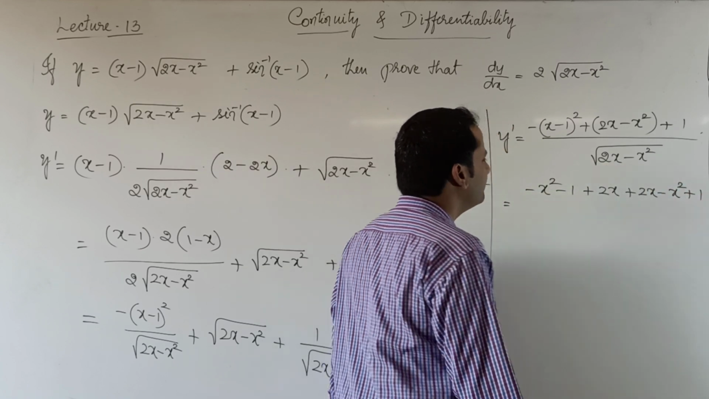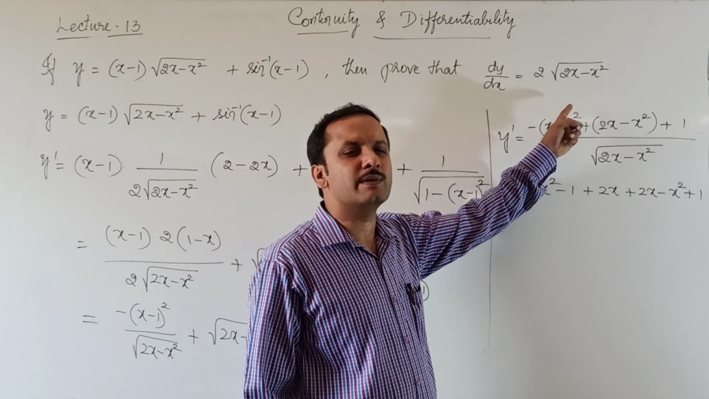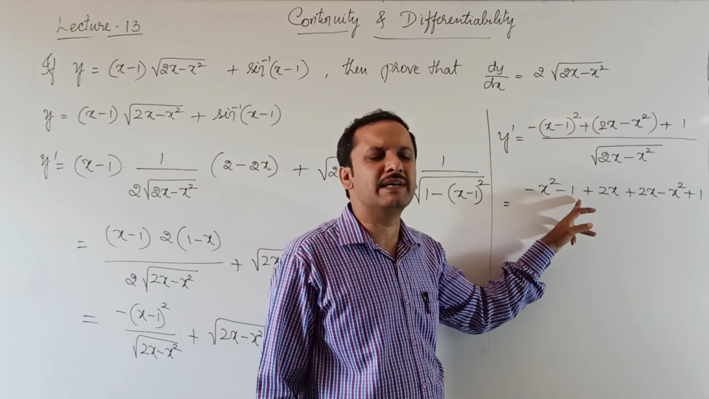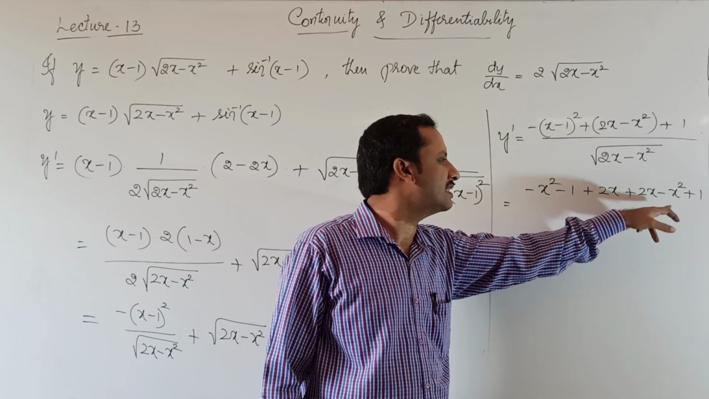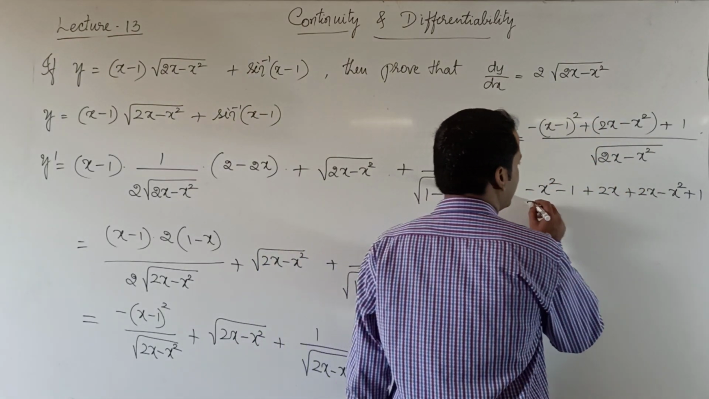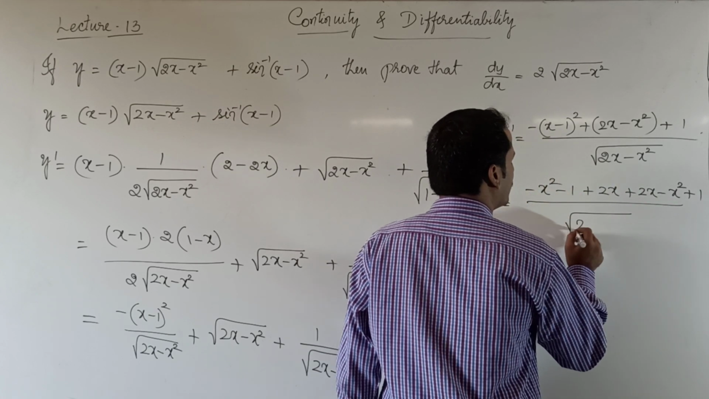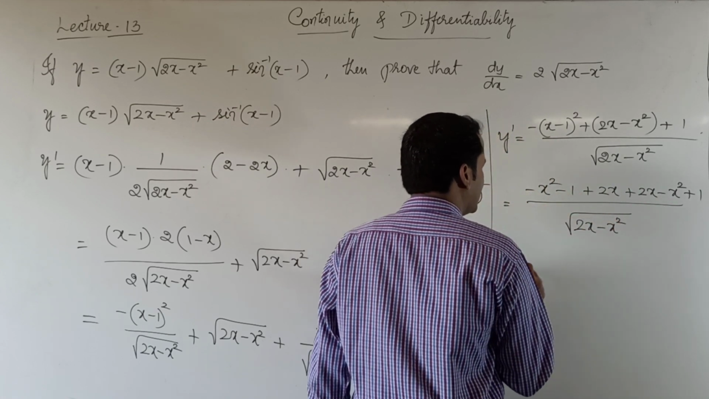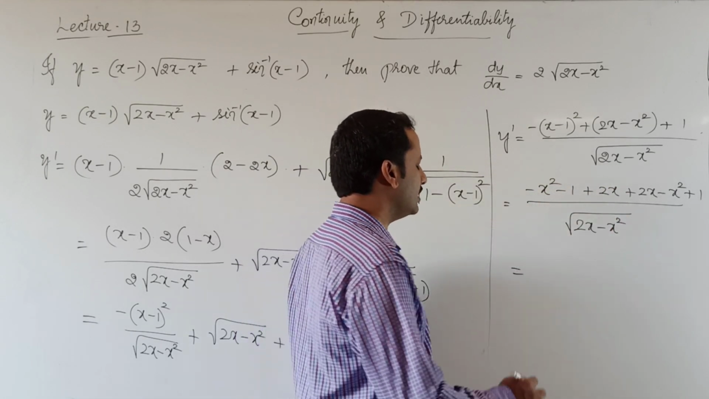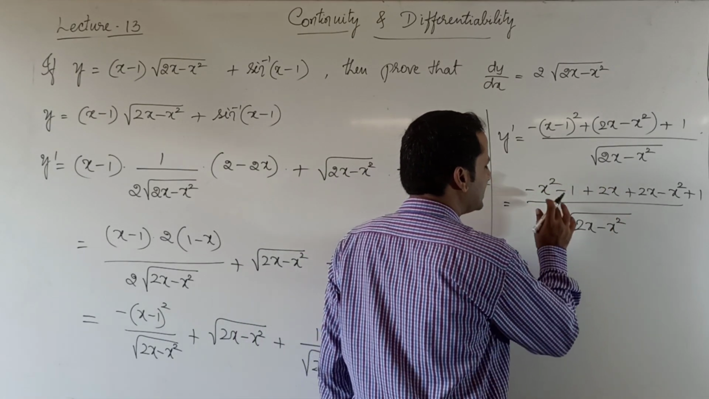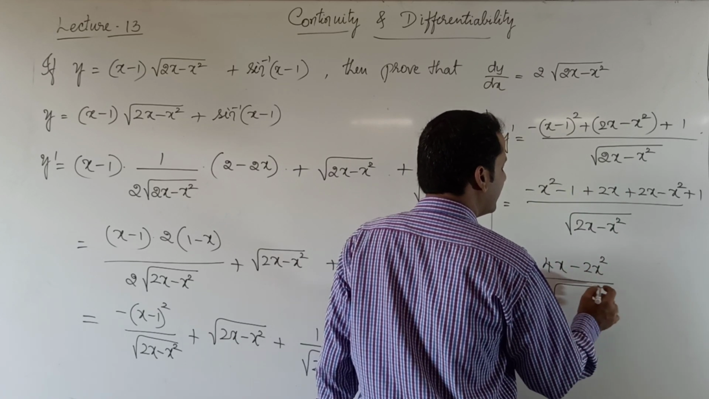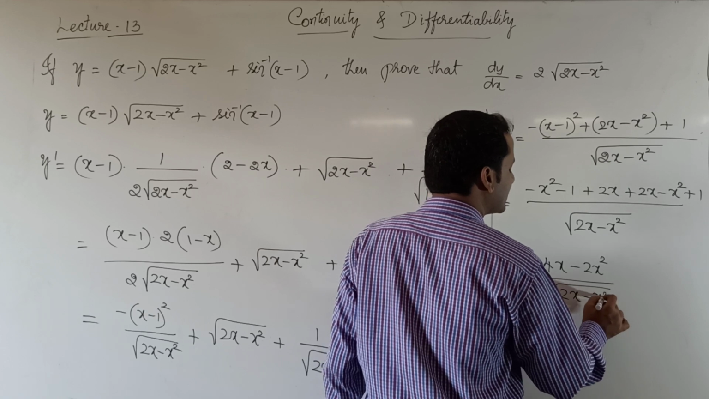Plus 1. (x minus 1) whole square is x square minus 2x plus 1. Minus of that will give you minus x square minus 1 plus 2x. This is 2x minus x square plus 1. 1 gets cancelled, divided by root of 2x minus x square. That's equal to, now 1 gets cancelled. 2x plus 2x is 4x. Minus x square will give you minus 2x square, divided by root of 2x minus x square.